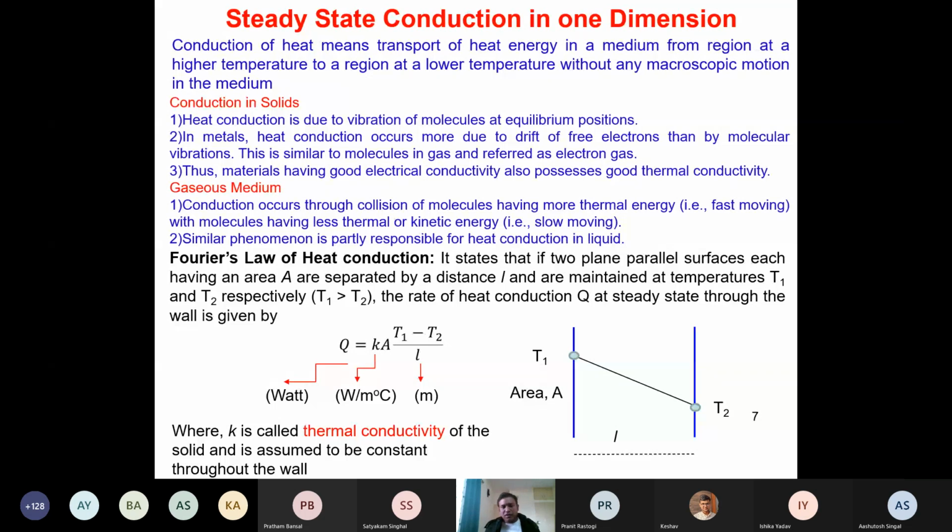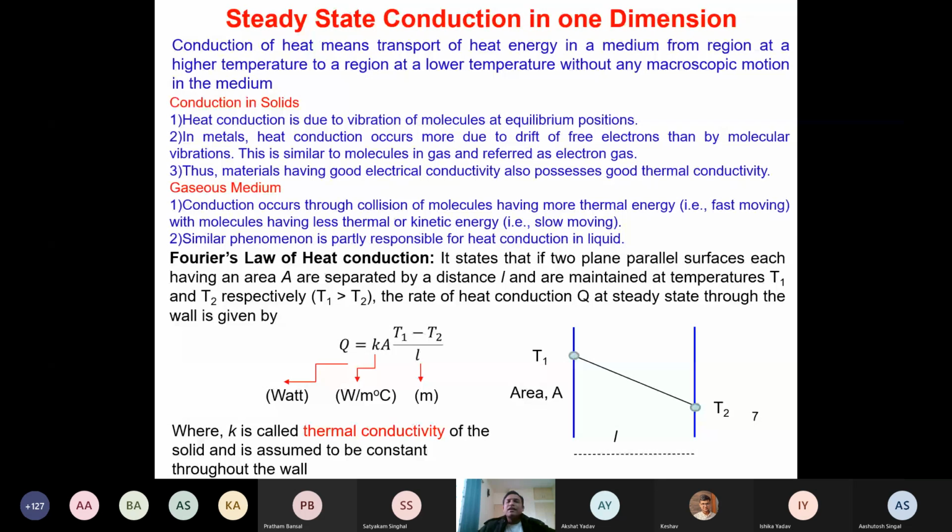So this is what we have said in the earlier slide. So in conduction, the heat is transferred from high temperature to a lower temperature in a medium without any macroscopic motion in the medium, without any macroscopic motion in the system. Okay, so that is what the conduction is.